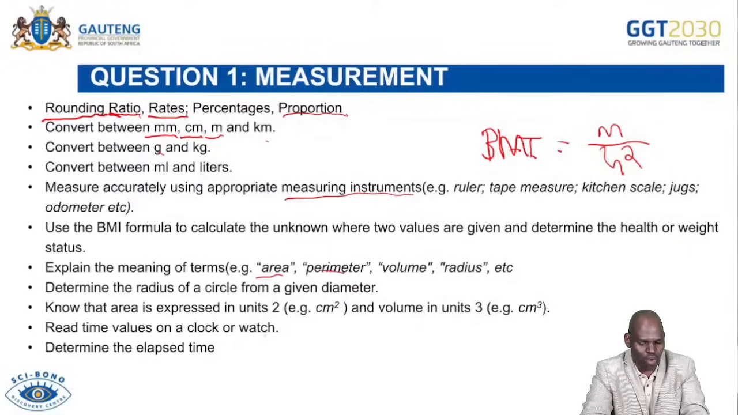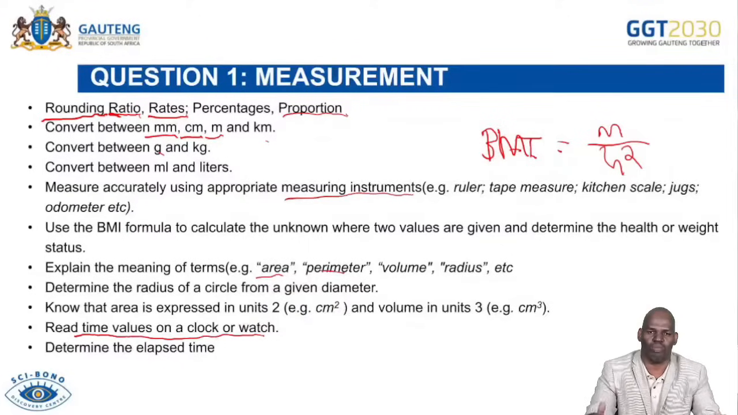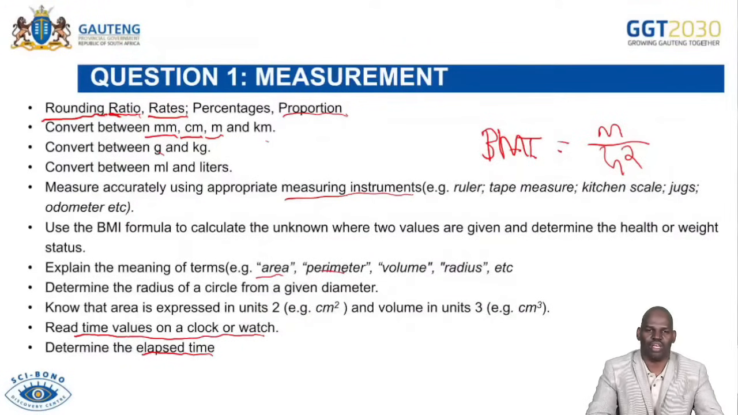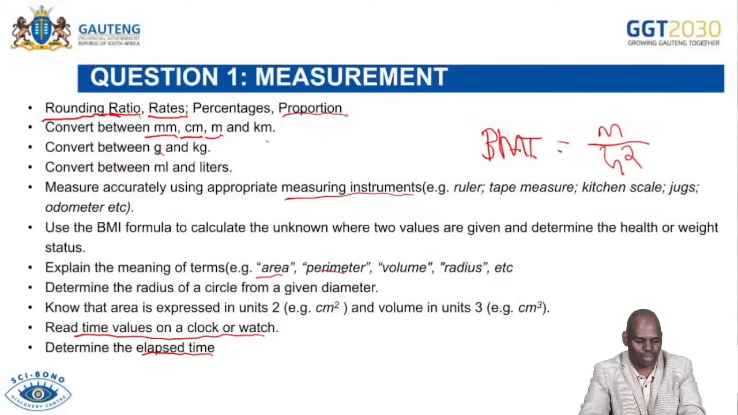Okay, then again, you might be given a watch or a clock. You must be able to interpret the time that will be indicated on a watch or on a clock. And then you must also be able to determine the elapsed time or the duration. If your examination starts at, for instance, 9 o'clock and you finish at 11:30, how long is that? If you leave the school at 1300 hours and then you get home at 15:20, then how long is that? So you must be able to calculate the elapsed time as well.